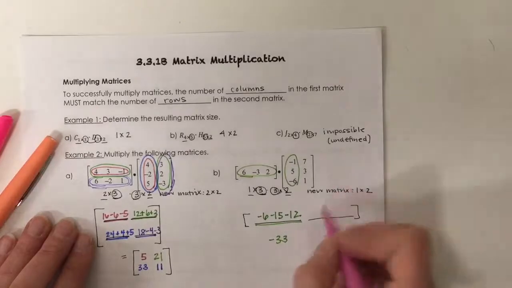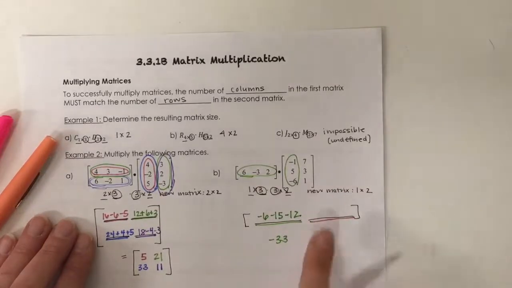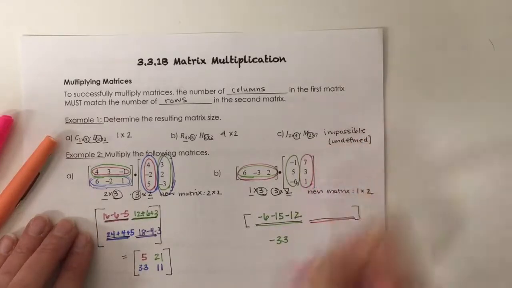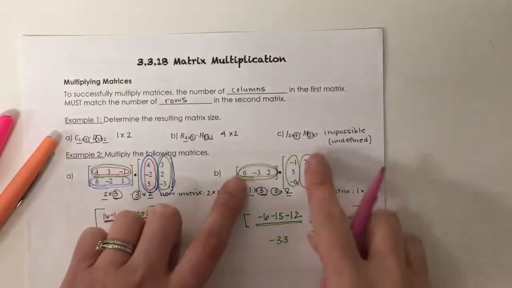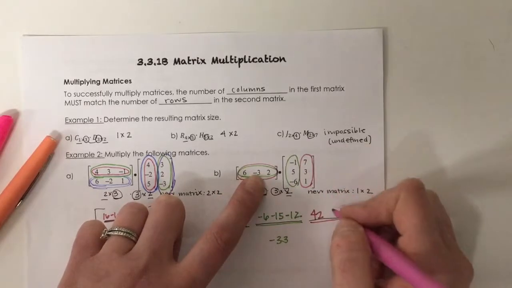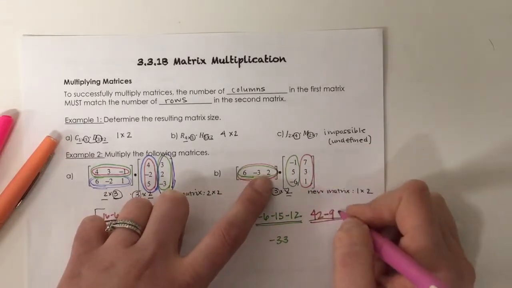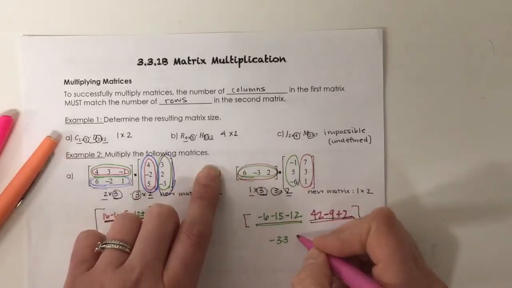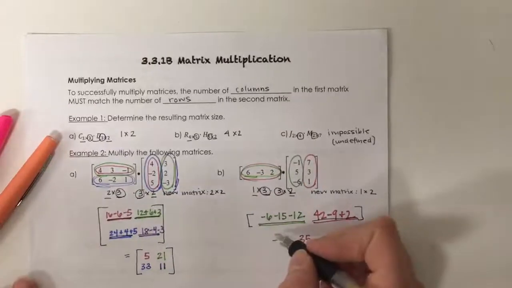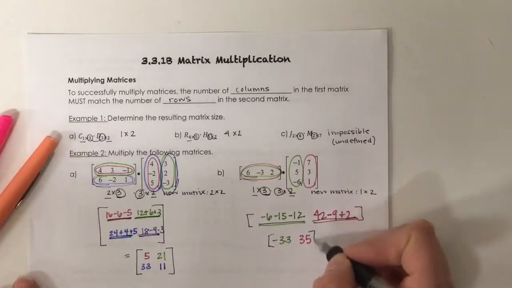Okay, the other element in our matrix, first row still, second column. Multiply those together. 6 times 3 is 42. Negative 3 times 3 is negative 9. 2 times 1 is 2. Add that together, you get 35. So our new matrix is the 1 by 2 matrix, 33, 35.